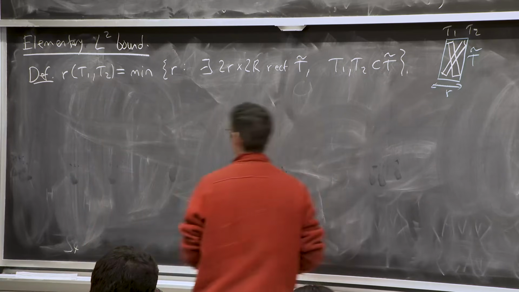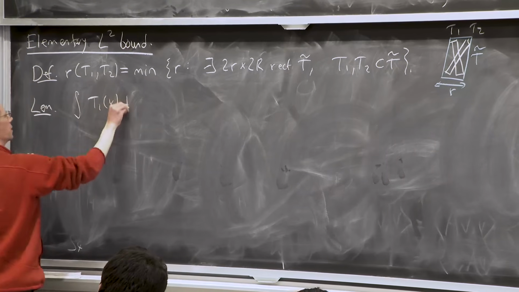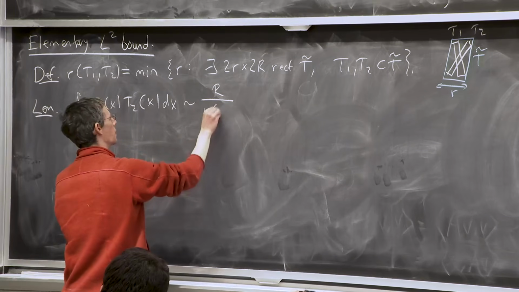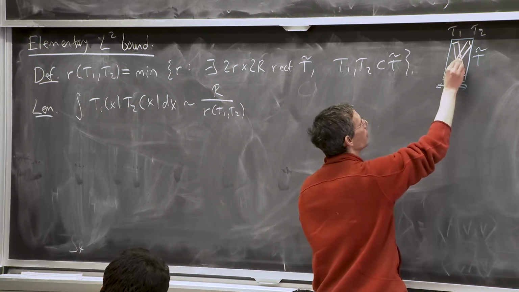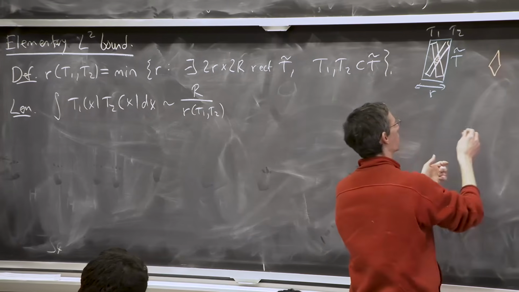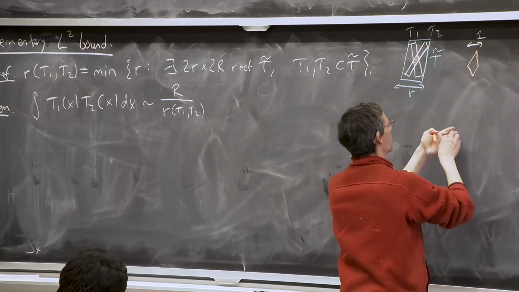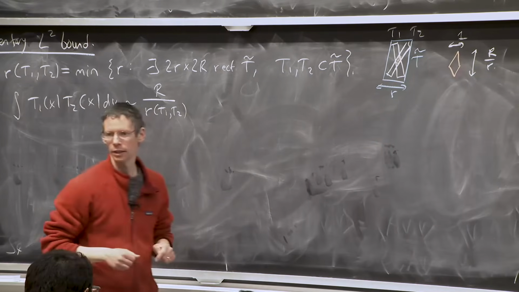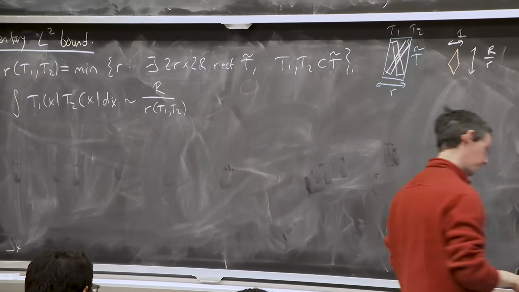Now, if I want to integrate T1(x) T2(x) dx, that's going to be about big R over the little r associated to these two tubes. Why? Well, the integral is the area of their overlap. If I sketch their overlap over here, not a great picture, this is around 1, because it's contained in one of the tubes. And this axis here is like big R over little r. As little r gets smaller, they overlap more and more.